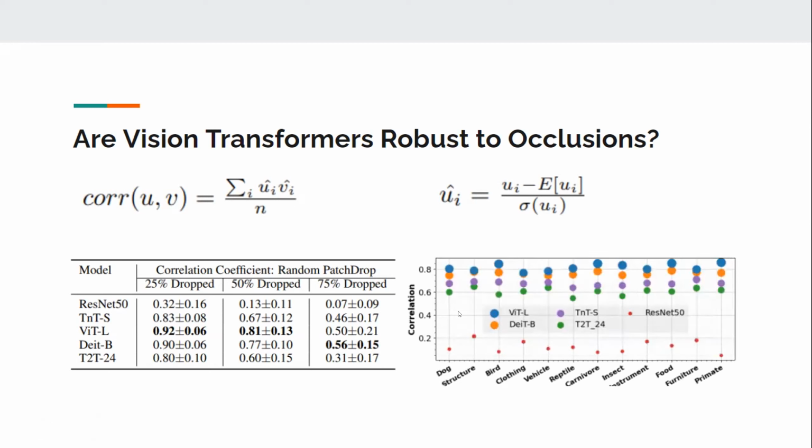In this graph, you can see a 50% random patch drop. You can see a big difference between the transformer models up here and the correlation of the ResNet model down here. And these are the 12 superclasses of ImageNet. They're also showing that there's no one class that's skewing these correlation results. It doesn't really matter what class it is, as long as you're looking at the same model, the correlation results are still holding fairly equal.